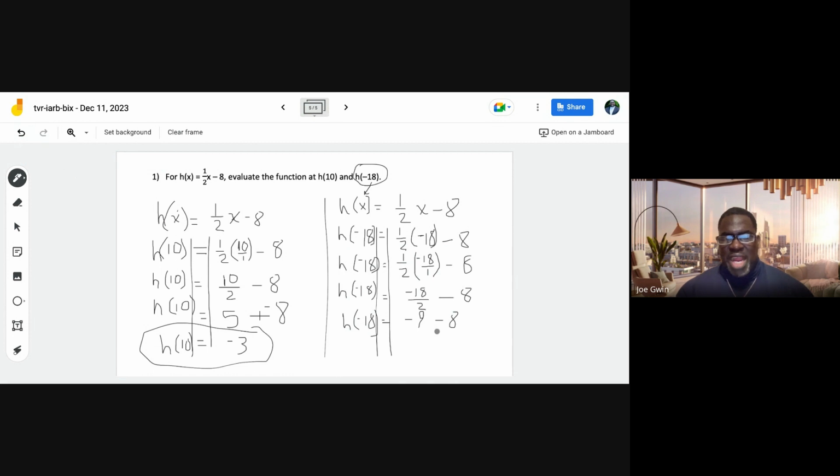Almost there. All right, we said when you see a minus sign, change that to add the opposite. All right, and now we have h of negative 18, last step. h of negative 18 equals negative 9 plus negative 8 is negative 17. Wow, there we go. h of negative 18 is equal to negative 17.